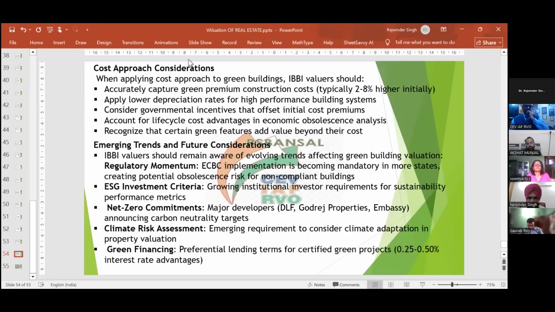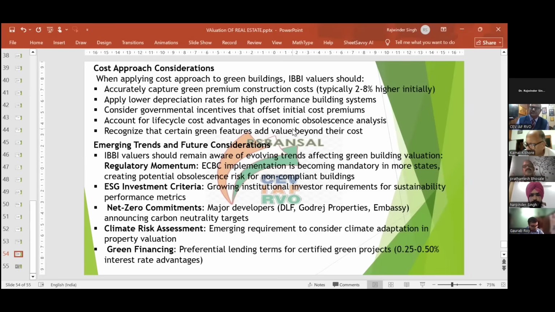Yes, sir. So friends, if you have any doubt related to this topic till now, you can ask. Any doubt related to this topic? Sir. जी सर. Hello, sir. जी सर, कमल जी.